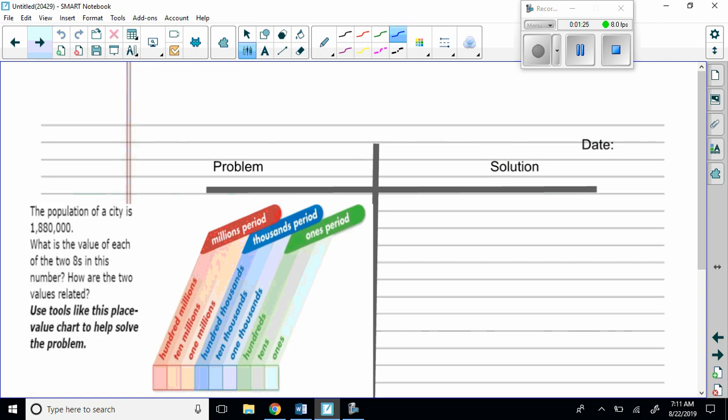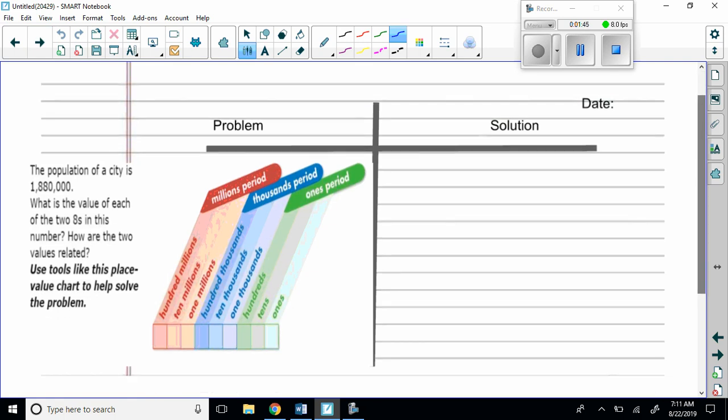For our solid share problem today, the problem says the population of a city is 1,880,000. What is the value of each of the two eights in this number? How are the two values related? Use tools like this place value chart to help solve the problem. So we are going to actually go through and again use cubes to help us tackle this problem.